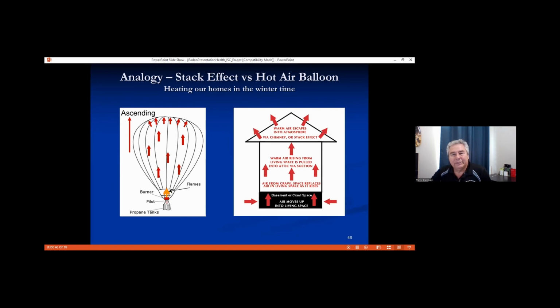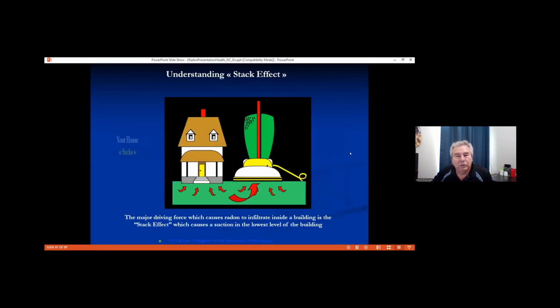During the heating season, this heated mass of warm air that's slowly rising to your ceiling is continuously in motion rising to your ceiling. And what it actually does, it causes your house to become like a large vacuum cleaner, creating a suction in the lowest level of your home. The term we use to describe that is stack effect.